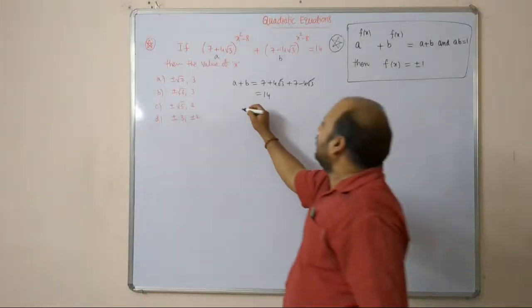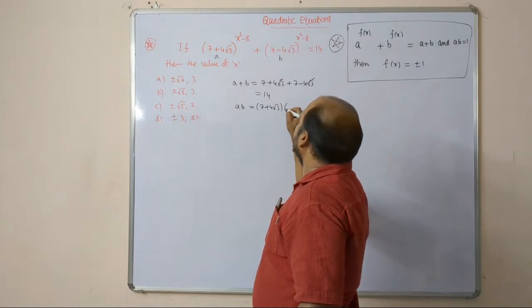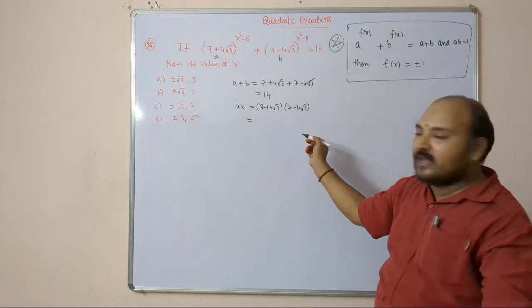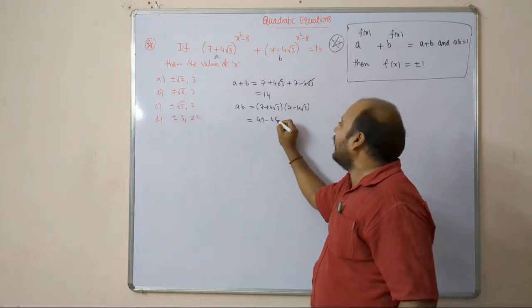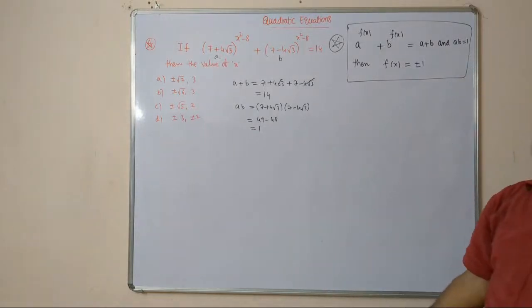AB is equal to 1. So AB is equal to 7 plus 4 root 3 into 7 minus 4 root 3. 7 square, a plus b into a minus b, a square minus b square, 49 minus 48. AB is equal to 1. That condition also is satisfied. So what we will do?